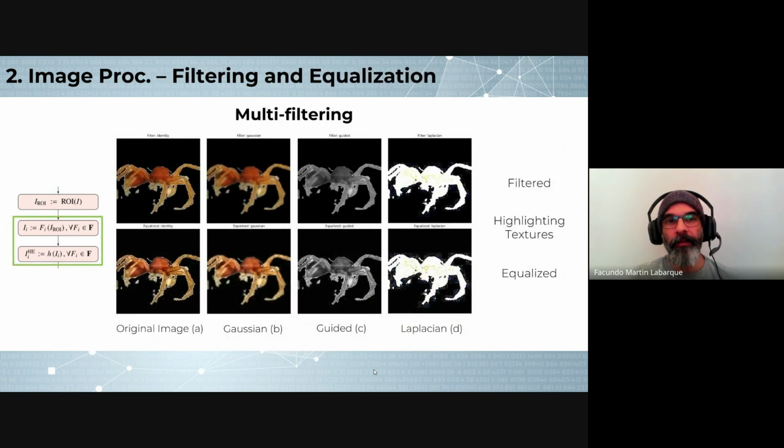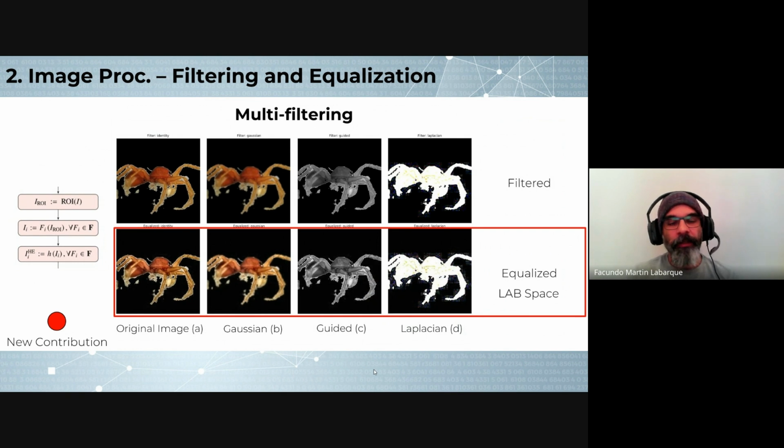Continuing with the image processing, as I said, we also did filtering and equalization by applying multifiltering. In the first row you have the filtered images, and in the second row, you have the equalized images of those filtered images. You can see that we have the original images, then we apply Gaussian, guided, and Laplacian filtering, and then we equalize all of them. What we want to achieve here was to highlight the textures that were important from the images for the model, so it could classify them in the way that we want.